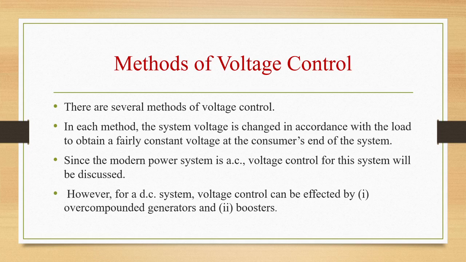Nowadays we are using only AC system for generation, transmission, distribution and utilization. However, earlier we have seen DC systems, and there is also a new technique, HVDC, high voltage DC transmission. But our main concern in this subject, Power Systems, is about AC voltage control, and we are going to discuss only AC voltage control. So for a DC system, voltage control is effected by overcompounded generators and boosters.